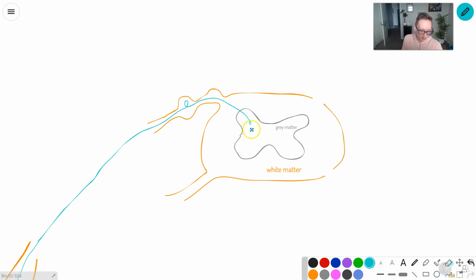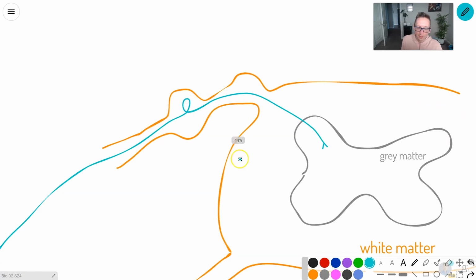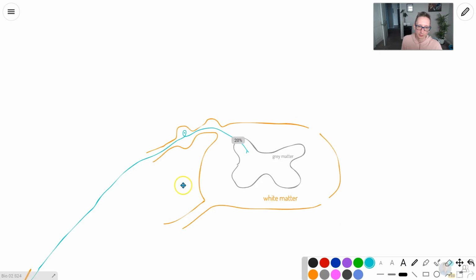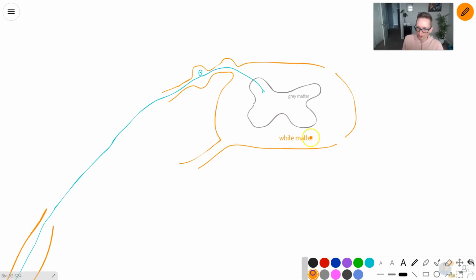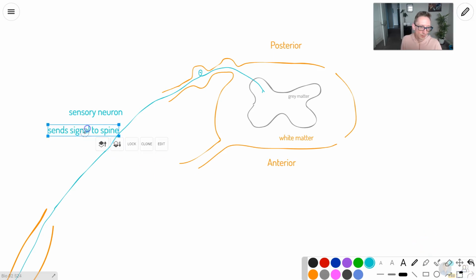Right there. So this would be the cell body of the sensory neuron. So this would be the dorsal side, or wait, posterior. Sorry. We call this the dorsal root ganglia, but then it's the posterior side of a human. Posterior. What's the opposite of posterior? Anterior. So your sensory neurons come in the back of your spine. All right, so this is a sensory neuron. It sends a signal to the spine.